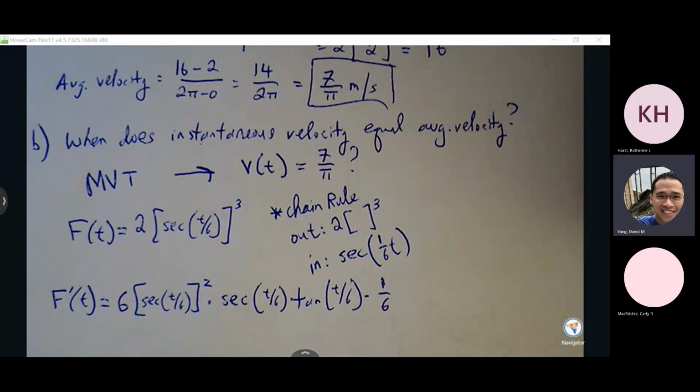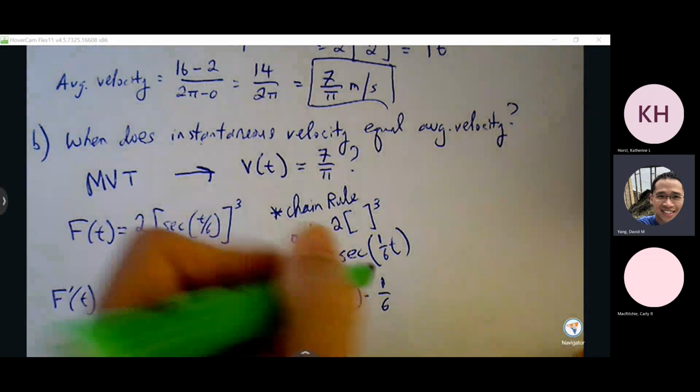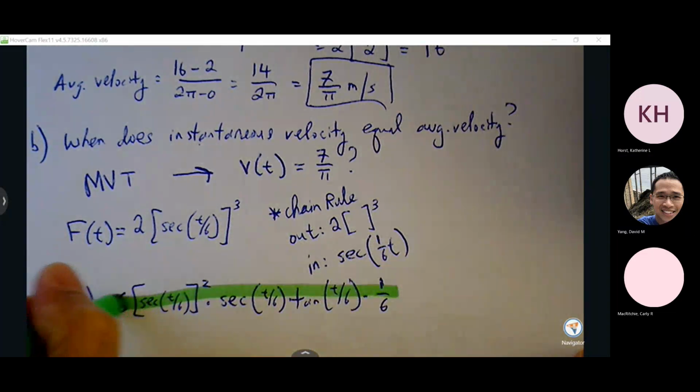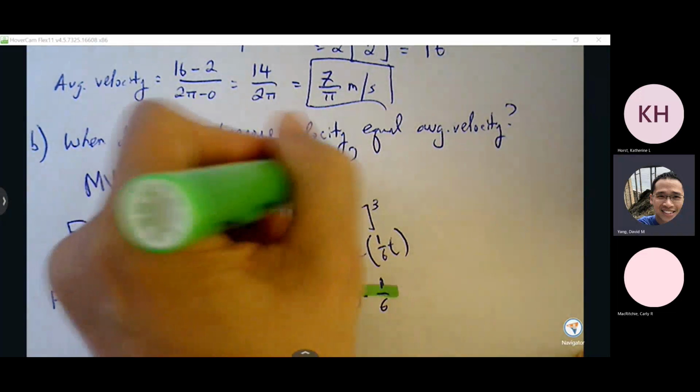So we have our derivative, we have our average velocity. So we're just going to set them equal to each other. That's it. It's not asking for us to solve, it's just asking us to set it up. So we have this piece, we have this piece, set them equal to each other.